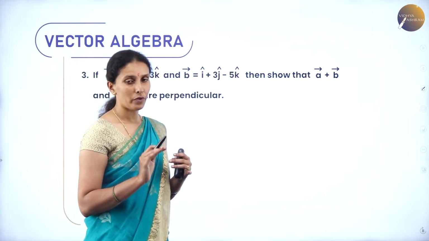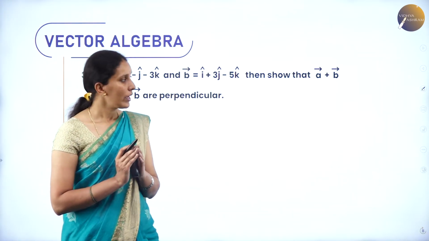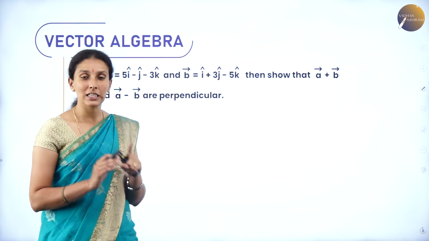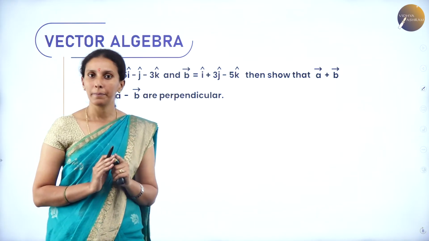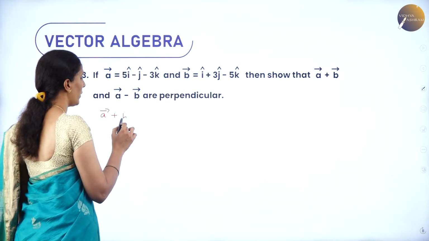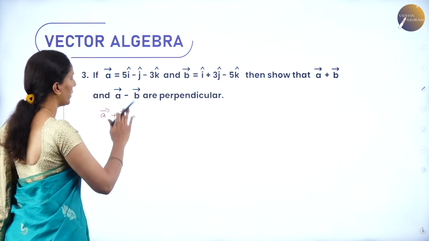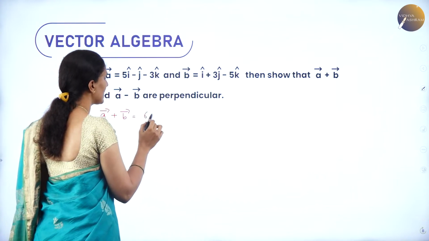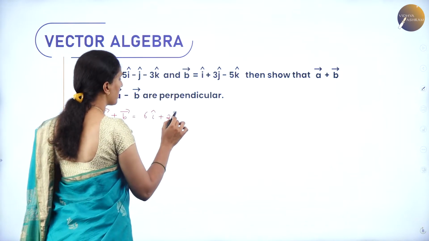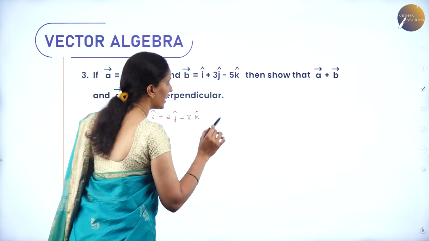To show that two vectors are perpendicular, it is enough to show that their dot product is 0. Now, if I show vector A plus vector B dot vector A minus vector B is equal to 0, then they are perpendicular. Now, let's find out what is vector A plus vector B. So, vector A plus vector B means adding the corresponding components. So, 5 plus 1 is 6i, minus 1 plus 3 becomes plus 2j, and minus 3 minus 5 becomes minus 8k. So, this is vector A plus vector B.